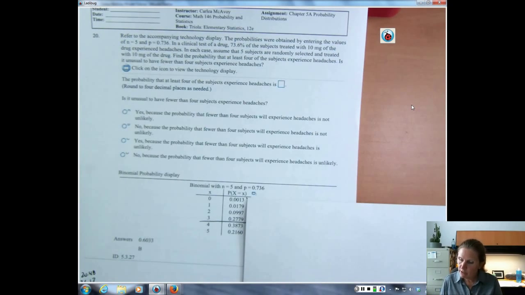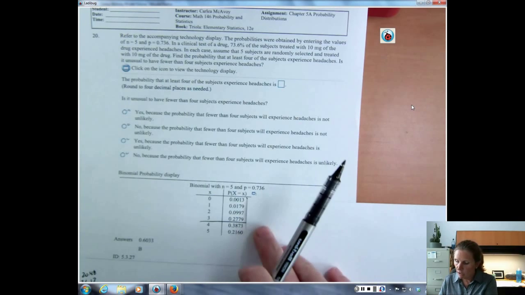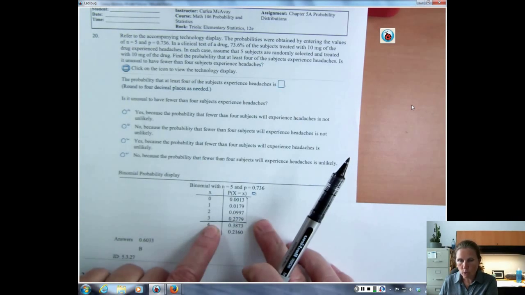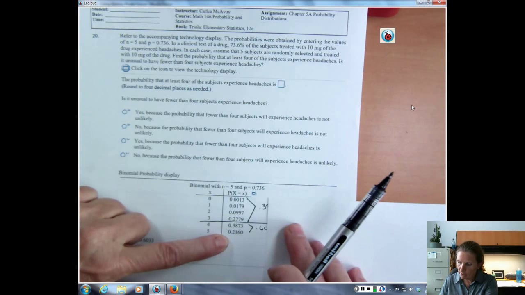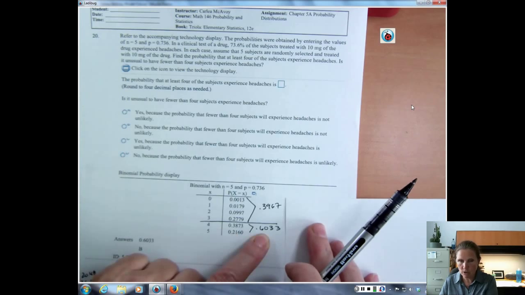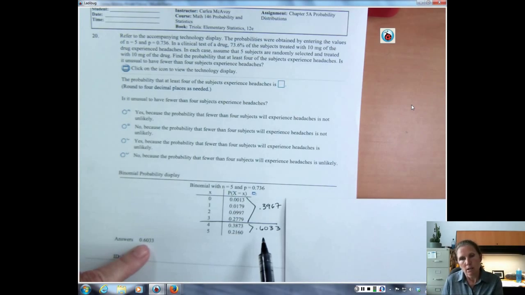But what's the probability at least 4 of the subjects experience headaches? Well, at least 4 means 4 or more. So to get the probability for that, we just add those 2 values together, right? So that's 0.6033. That's the probability that 4 or more people would have that, or at least 4, is another way to say it.